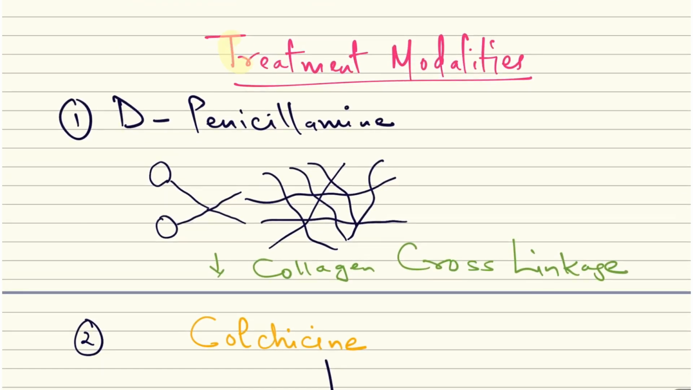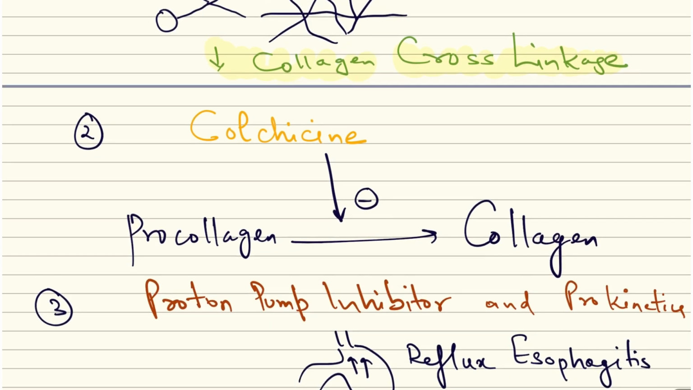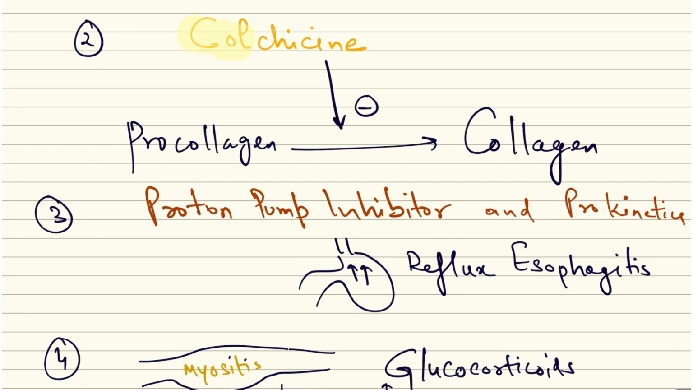Now we will see what are the treatment modalities available for systemic sclerosis. We have drugs like D-penicillamine. What this drug does is basically decrease the collagen cross-linkage, since collagen is the important culprit in systemic sclerosis, and D-penicillamine reduces the collagen cross-linking in these patients. We can also use a drug like colchicine. So what does colchicine do? It will inhibit the conversion of procollagen to collagen. So collagen is not formed, and it is unable to get deposited in the tissues.